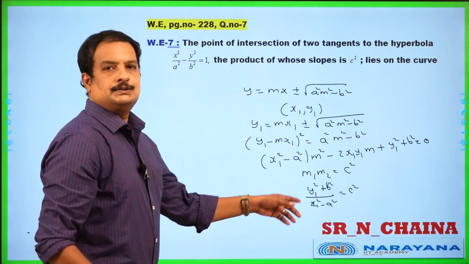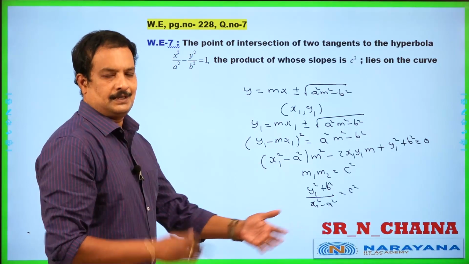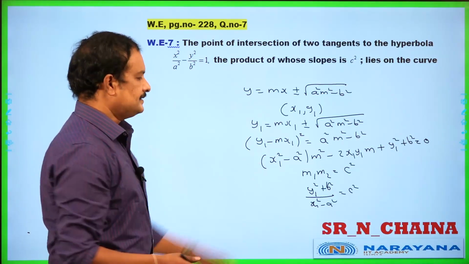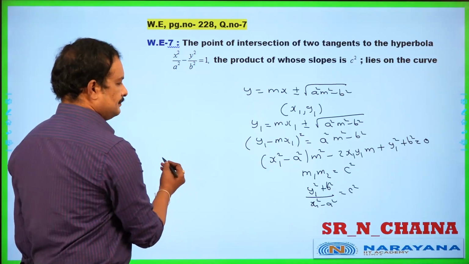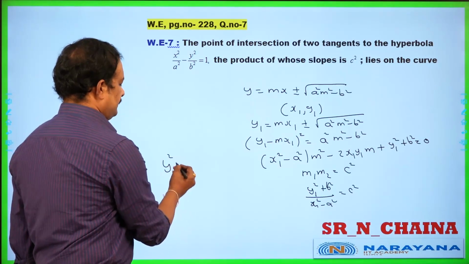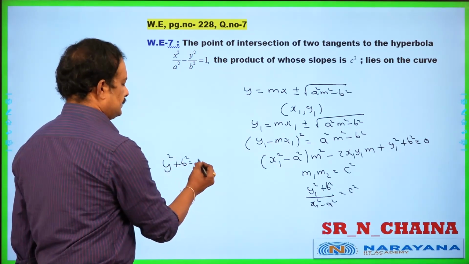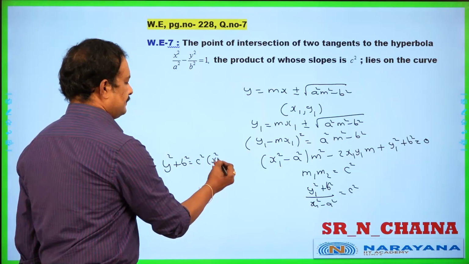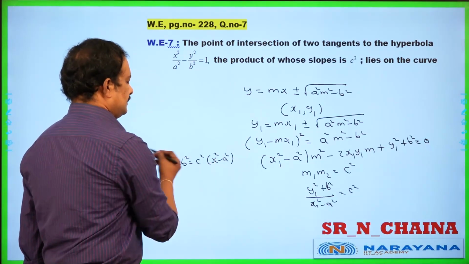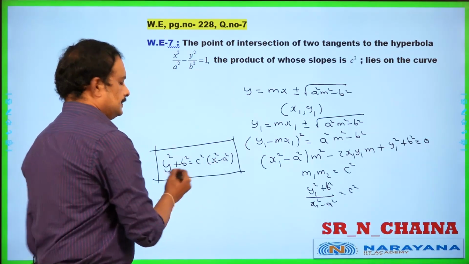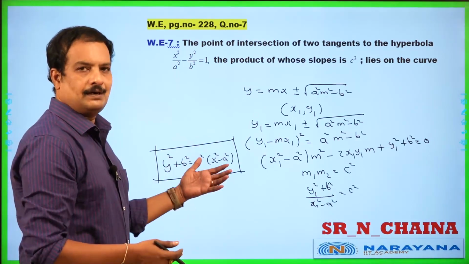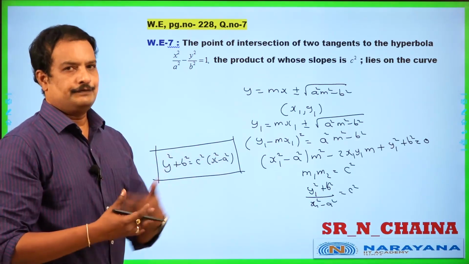That's all. So the locus of x1 comma y1 is required. It lies on some curve. What is that curve? Simply it is y square plus b square equal to c square into x square minus a square. So this is the answer for this one. The point x1 y1 lies on this curve. Okay. Now let's go for the next question.